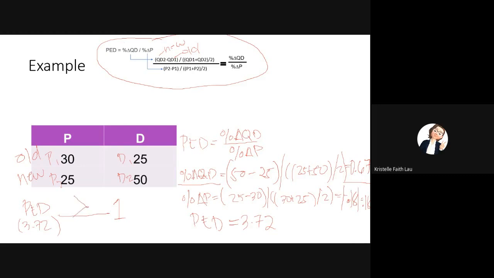So, you may now base it sa ating interpretation sa module. So, sa ating interpretation class, we have 1, 2, 3, 4 interpretation under sa PED. So, if ang PED daw class is equal to 0, ang demand natin is perfectly inelastic. So, if it is perfectly inelastic, the demand does not change at all when the price changes. So, the demand curve will be vertical.